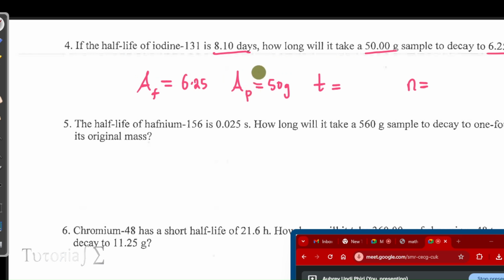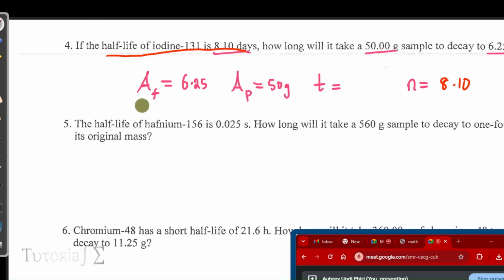So now look at this. What are they looking for in this question if we were to look at it carefully? We're looking at how long it would take for the mass to reach 6.25. So we're looking for T, which is the time taken. We've been told the half-life of iodine, so the 8.10 days is the half-life. You get that, right?